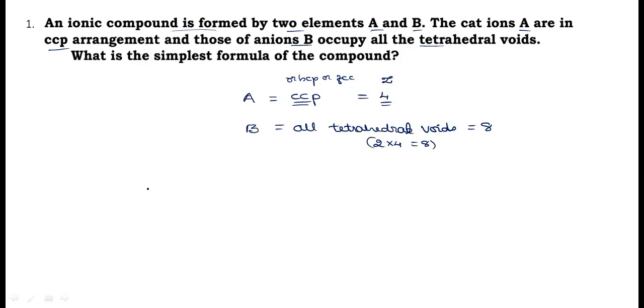So A is 4, B is 8. The simplest formula for 4 is to 8 can also be considered as 1 is to 2. Hence, AB2 will be the simplest formula of the compound.